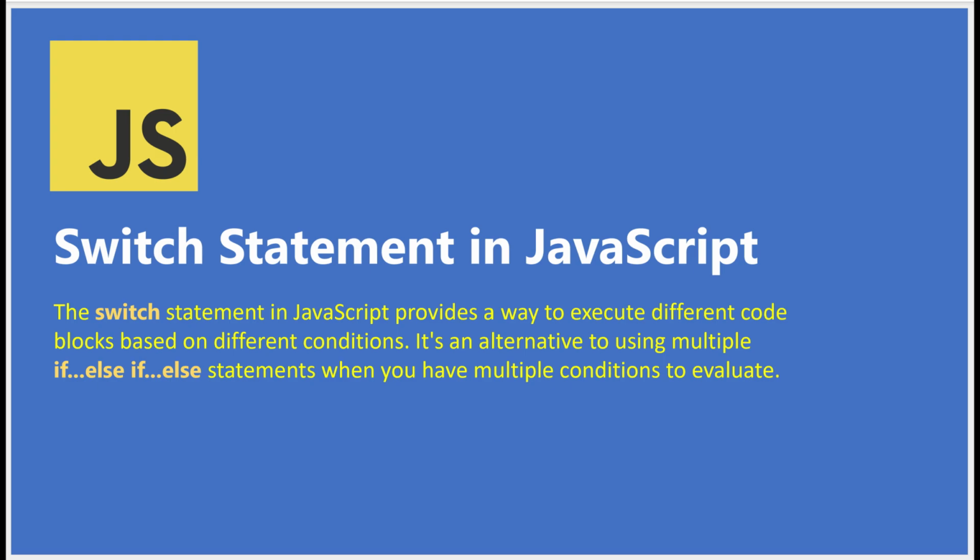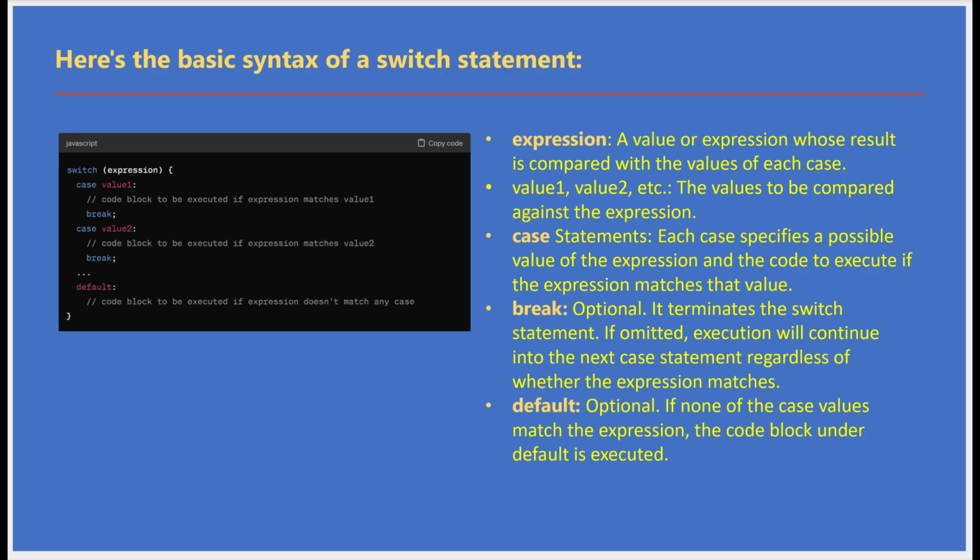Imagine the switch statement as a multilingual translator. You speak to this translator in one language, and it responds in the language that matches your input. In JavaScript, you provide an expression to the switch statement, and it executes the code block that matches the value of your expression. The basic syntax of a switch statement is as follows.